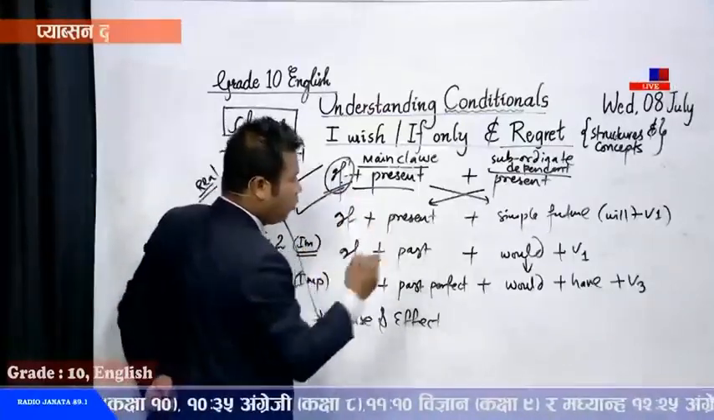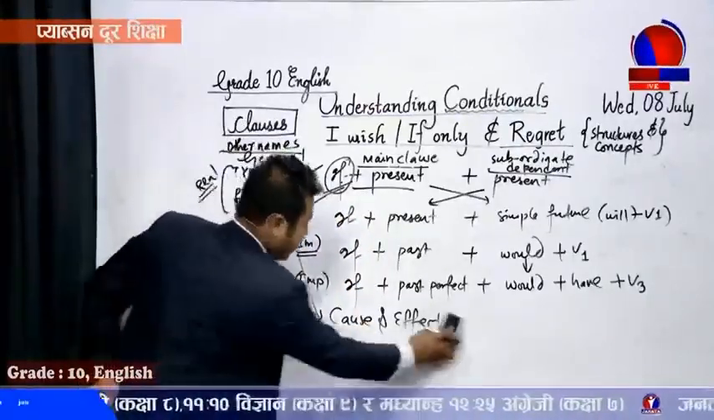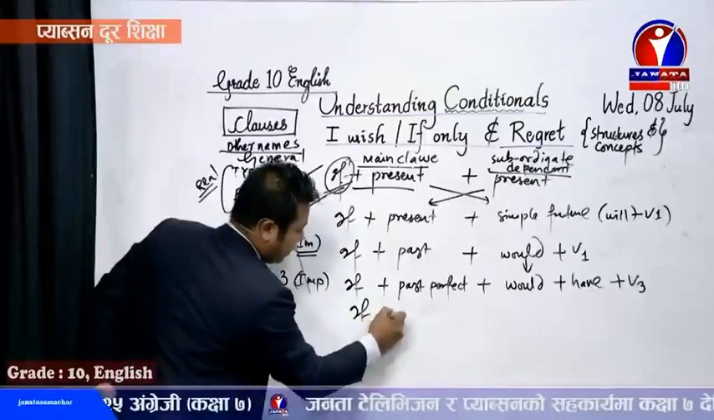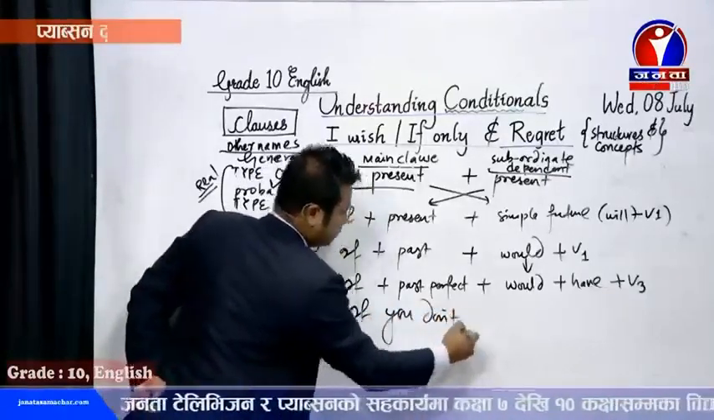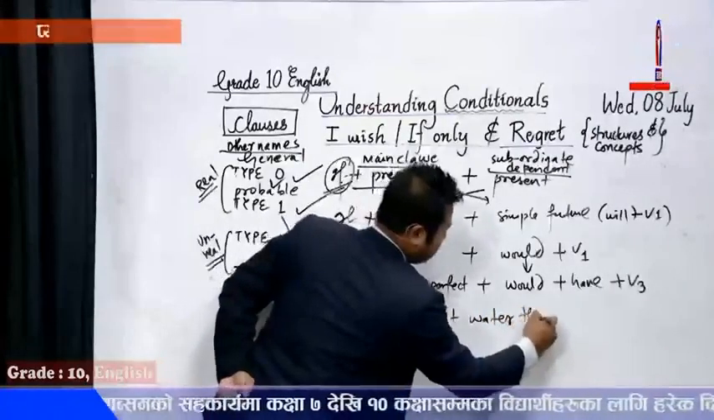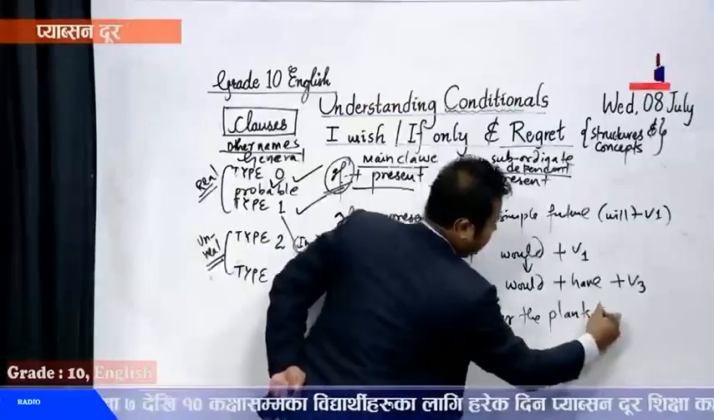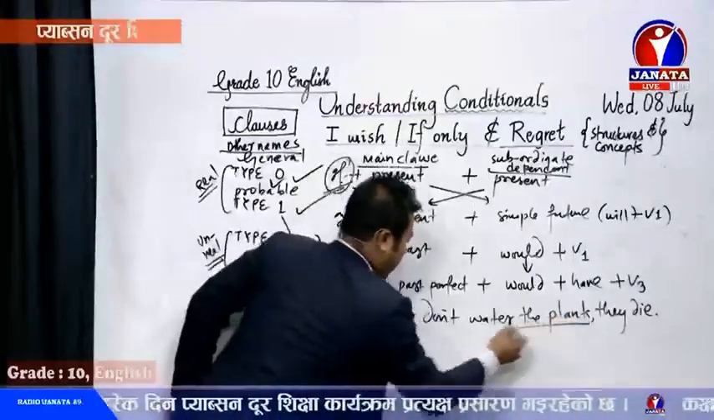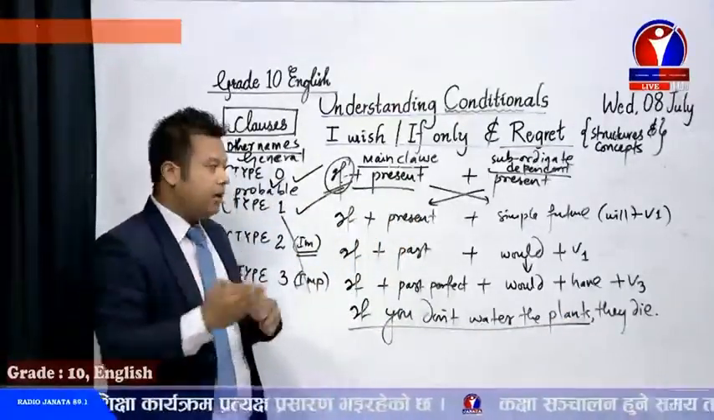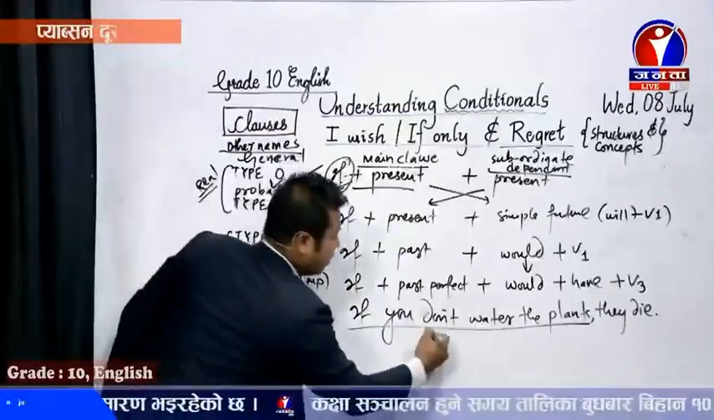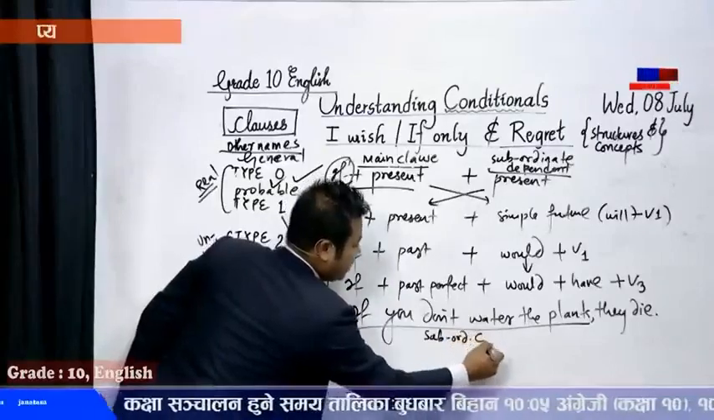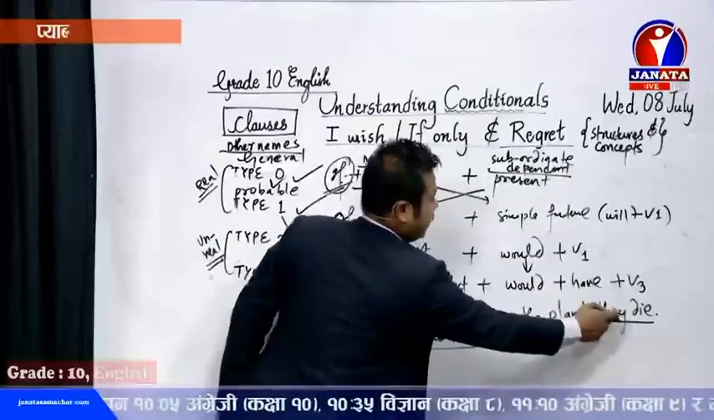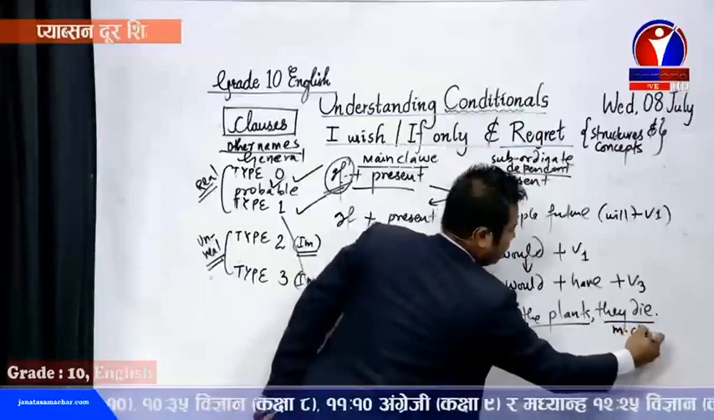So let me show you how to understand main clause and subordinate clause using this particular example. This is the sentence we're talking about: if you don't water the plants, they die. When I say if you don't water the plants, this part doesn't make a complete sentence within itself. Unless I say they die, you don't understand. So this becomes the subordinate clause. And they die is meaningful, you don't need the other part; it is like plants die. So this becomes the main clause.